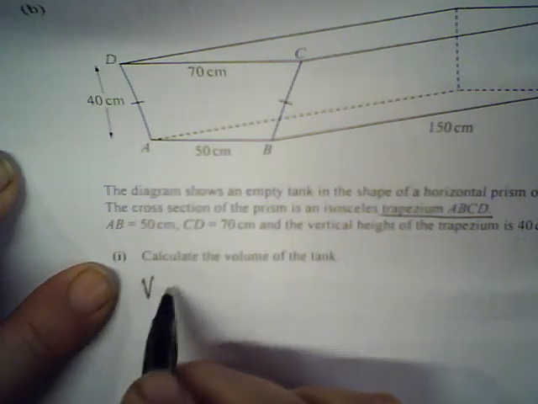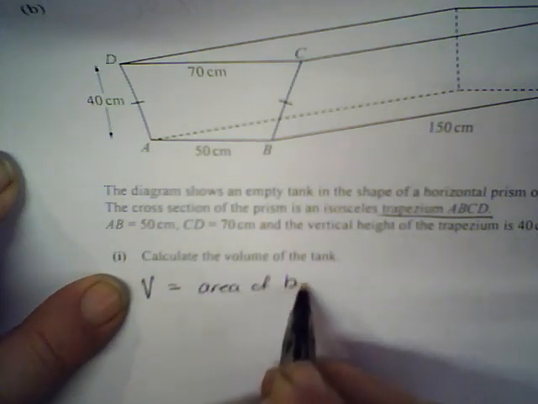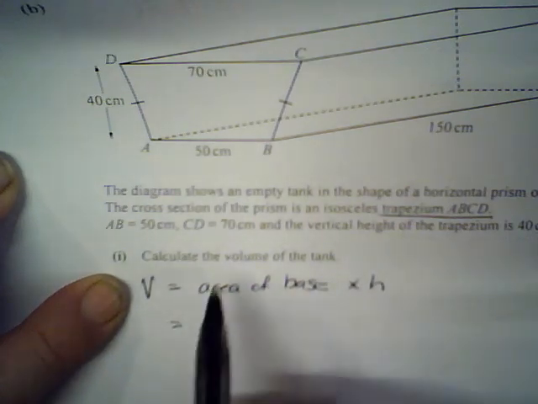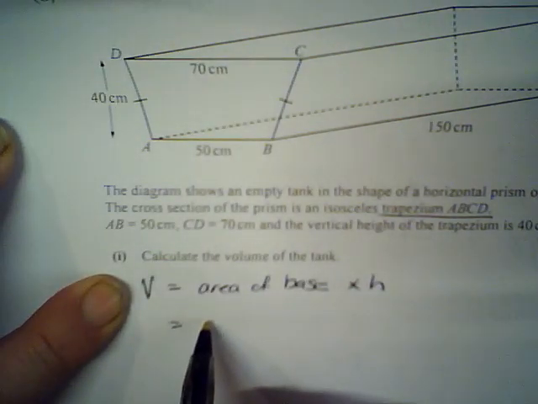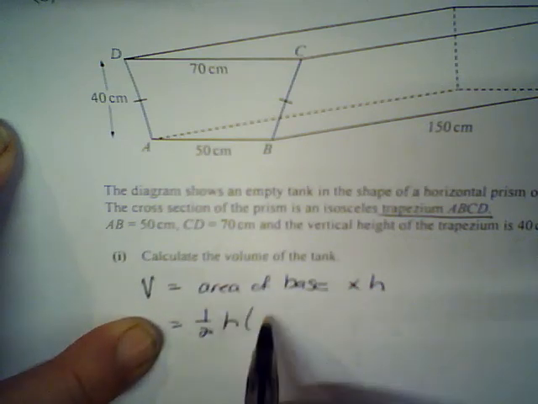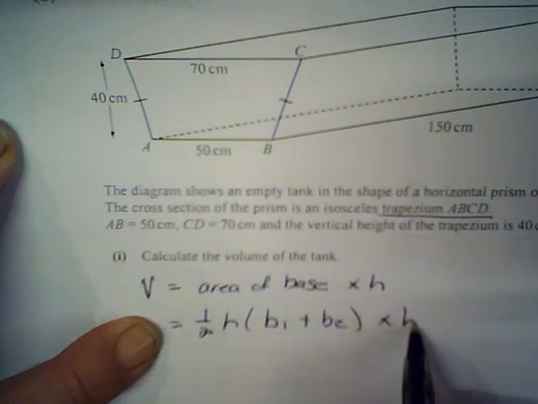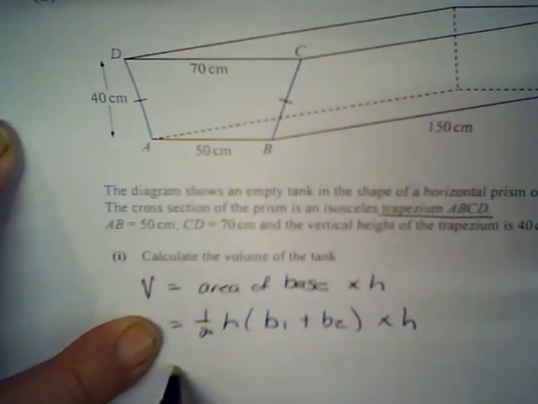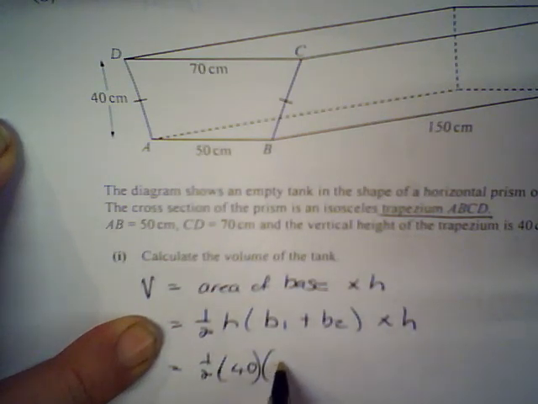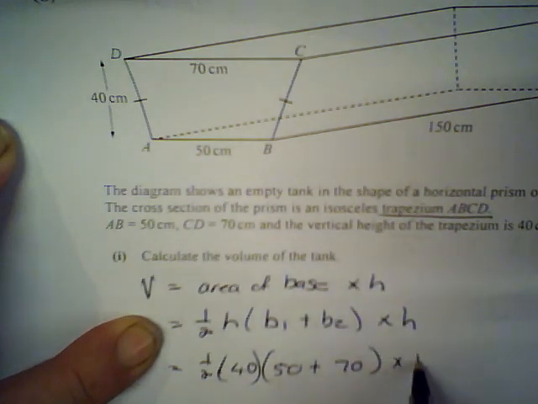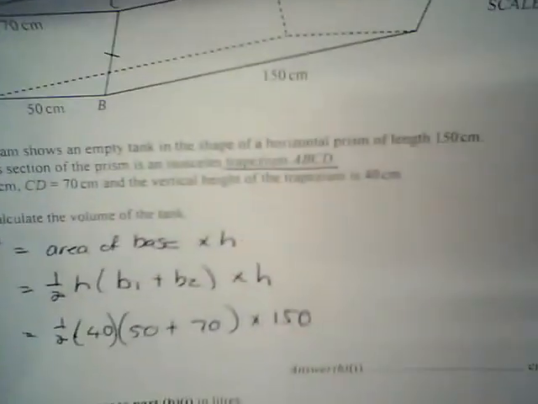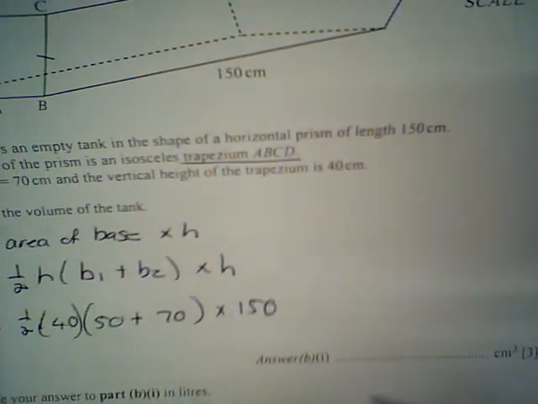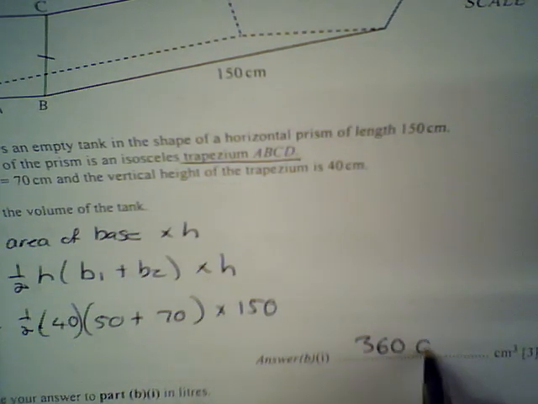So we know the volume of a tank is the area of the base times the height. So the area of my base is this area, and I know how to find the area of a trapezium. It's a half h, base 1 plus base 2, times my height, my 150, okay? So it's a half of 40 times base 1 is 50, base 2 is 70, times 150. I can use my calculator, just plug it in, and I get in centimeters cubed, 360,000.